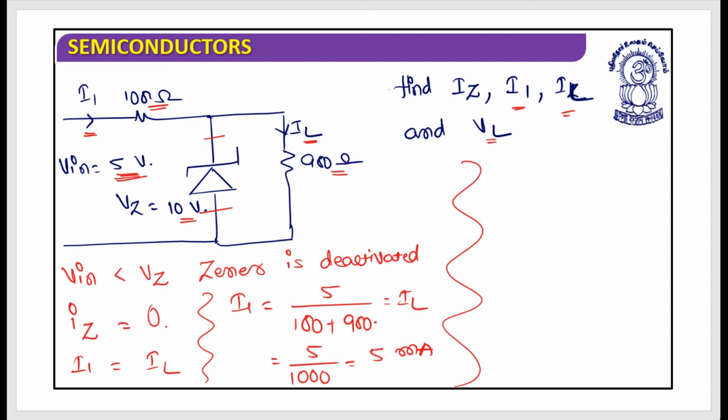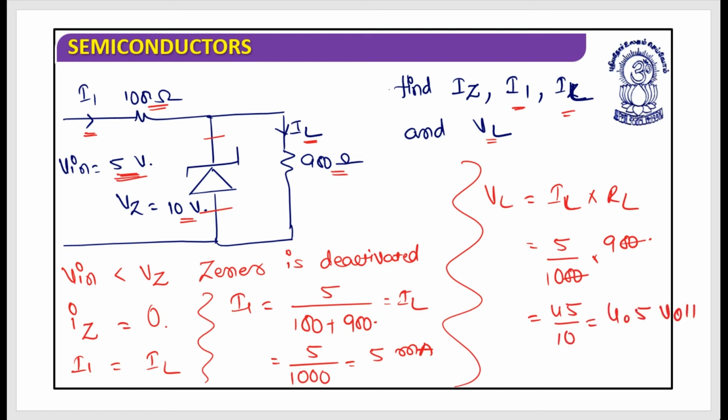Now what we need to do is find the VL. VL would be equal to IL multiplied by RL. This IL is 5 milliampere, that is 5 divided by 1000, multiplied by 900 ohm, the resistance. So 200 has gone, it's 45 divided by 10, which equals 4.5 volt. So this would be the answer. I hope this is clear. Is it clear? Are you sure? Great. Any doubts?